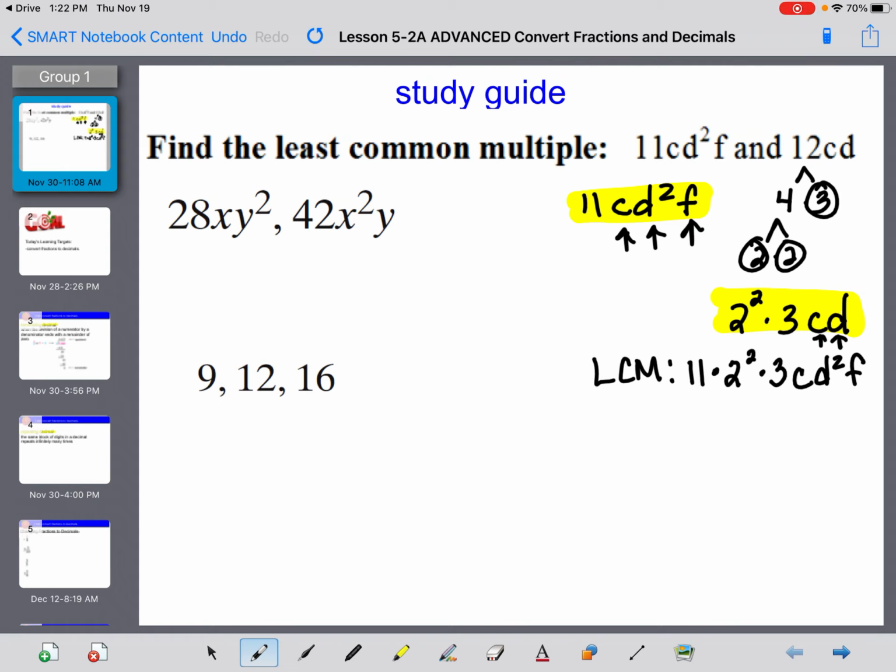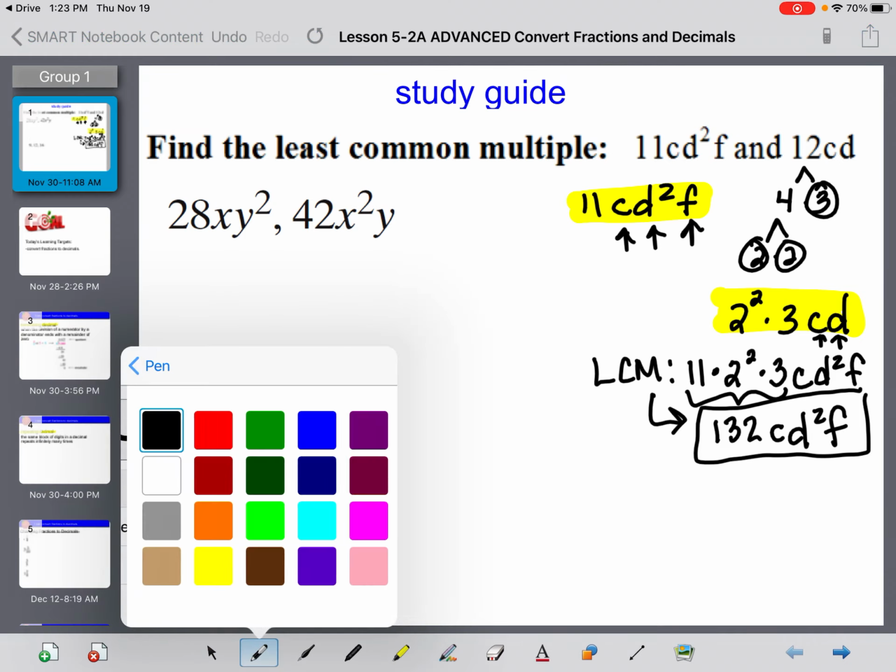Then I do the math. 2 times 2 is 4. 4 times 11 is 44. 44 times 3 is 132. 132 c d to the second f is my least common multiple, right?